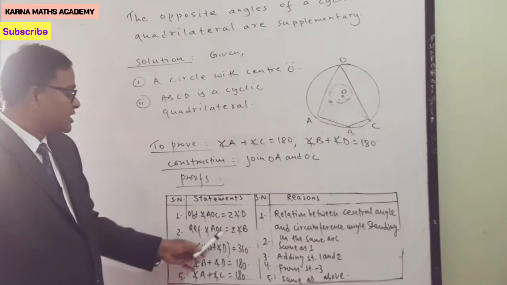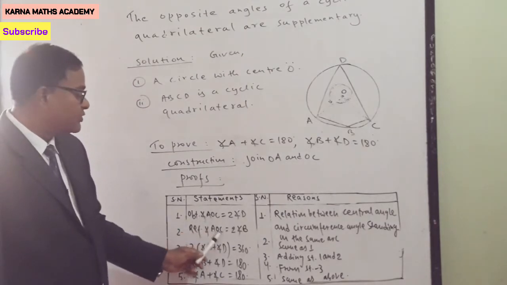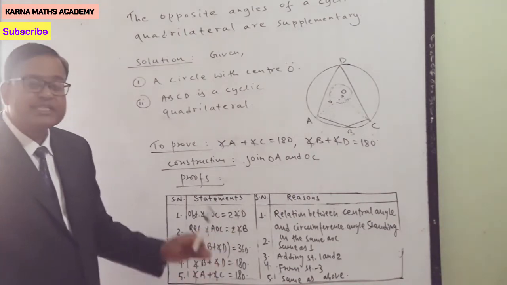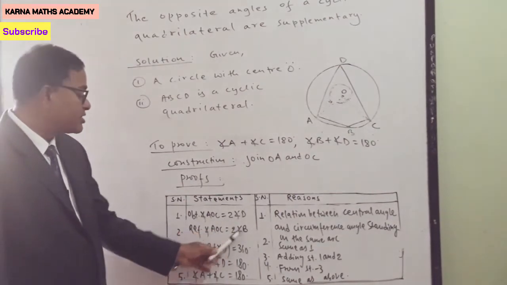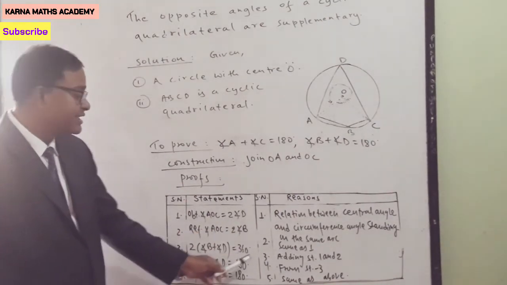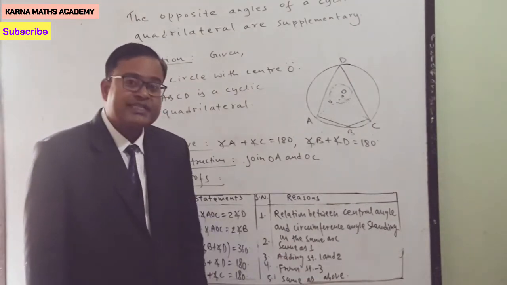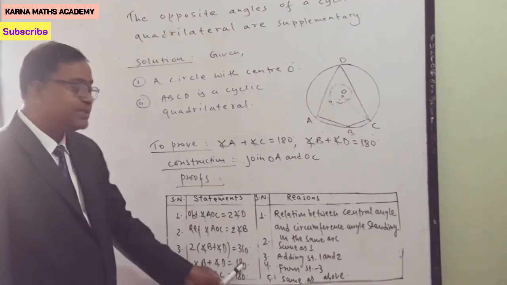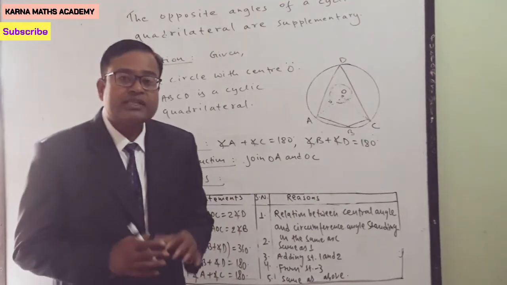So we can write the sum of reflex angle AOC and obtuse angle AOC is 360 degree. So by adding statement 1 and 2, we get 2 times of angle B plus D is equal to 360 degree. The reason is adding statement 1 and 2. Dear students, angle B plus D, when 360 is divided by 2, then we get 180 degree.